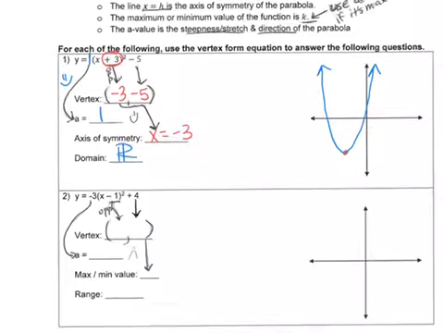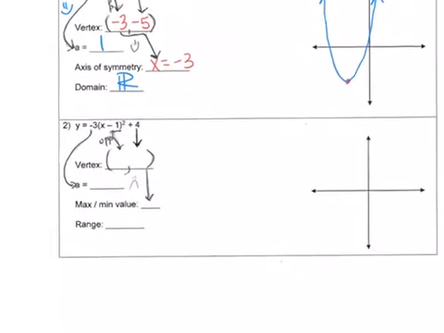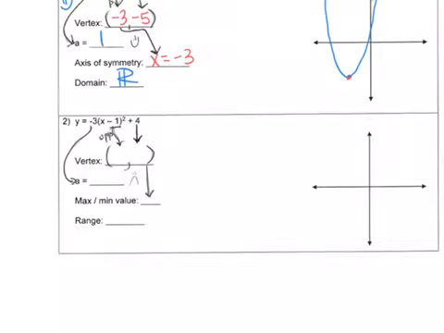And then the domain of all quadratics is always all reals. So that one's just going to be a quick all reals. So for problem 2, we have our vertex opposite and the same. So 1 and then 4. So my min or max value, this one is going to be a maximum because it's a positive 4. So I'm going to go to the right 1 and up 4.